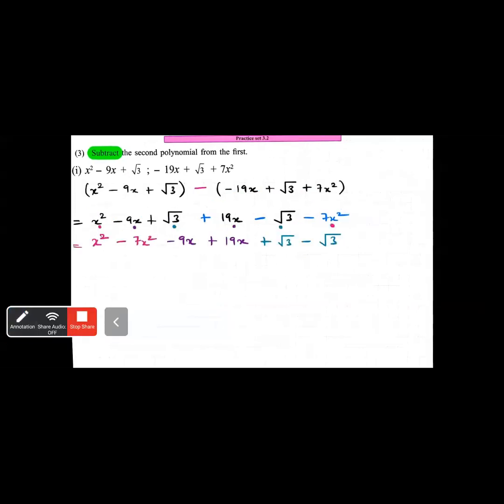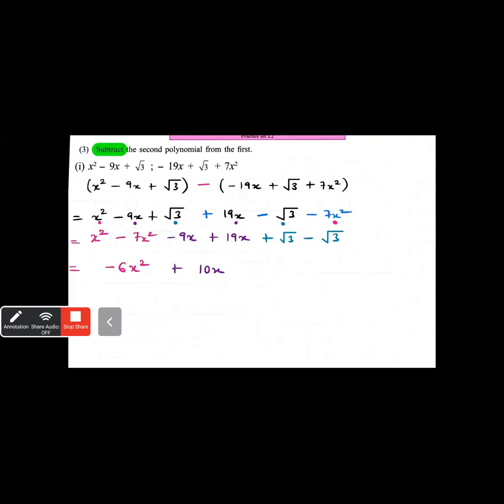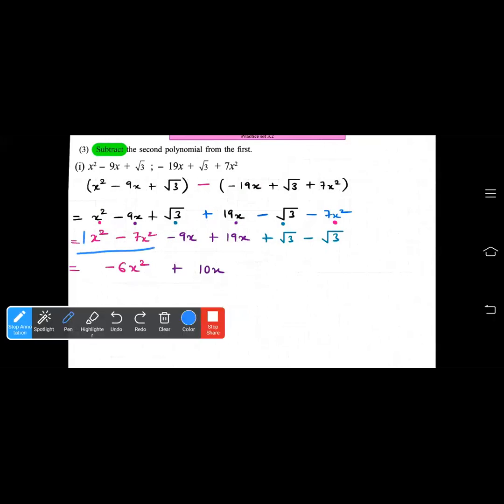So here you can see this is the next expression. So what you will get over here: 1x square minus 7x square is minus 6x square, minus 9 plus 19 is plus 10x, and this one has got reduced.